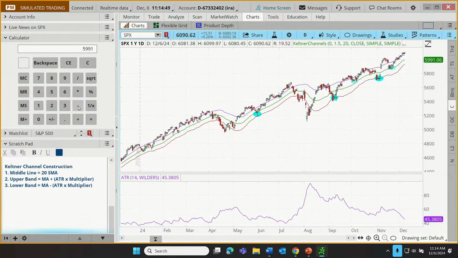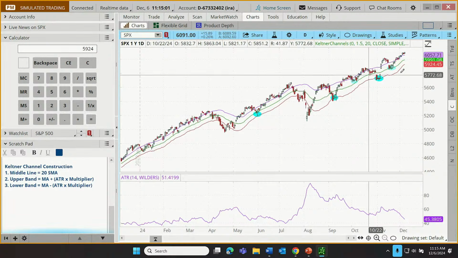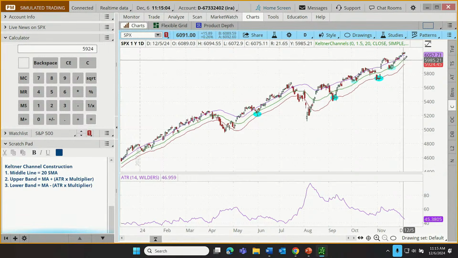599.1 minus, why am I saying it that way? 5,991 minus 67 should mean that our lower band is around 59.24. And as I point at these, you can see, hey, look at that. There's our value, 59.24, if you see that number in red.